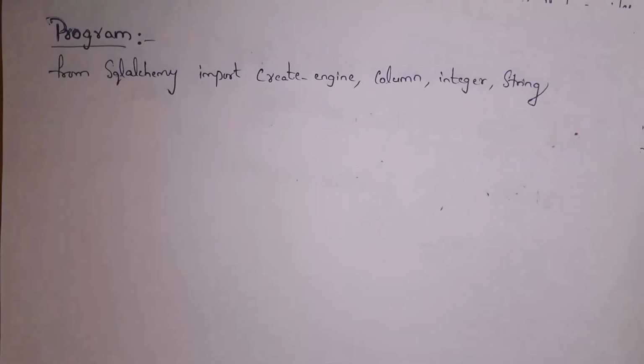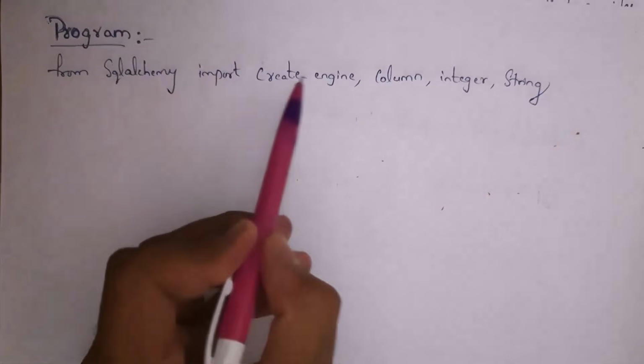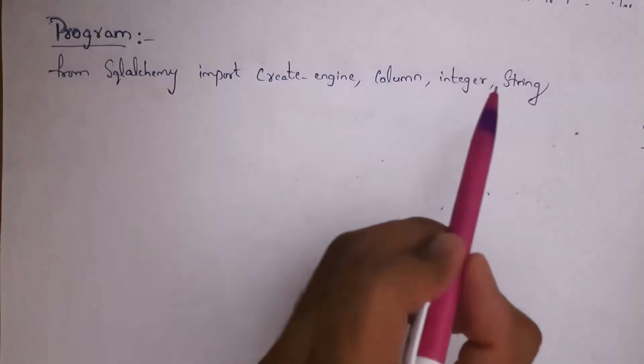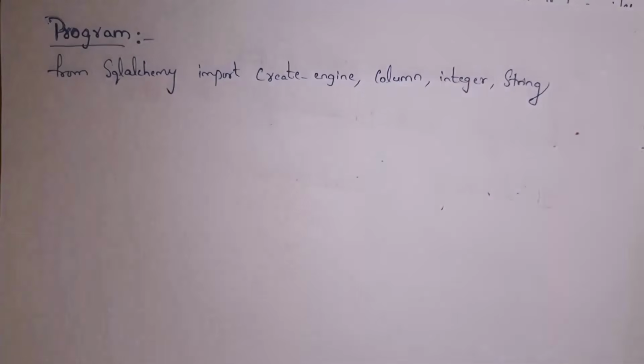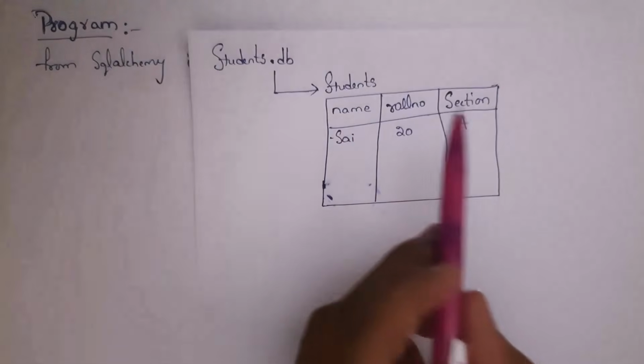At first you need to import the SQLAlchemy module. So just write here: from sqlalchemy import create_engine, Column, Integer, String. The create_engine function is used to create an engine. By using this engine we can connect to the database. And I want to create a table. The table contains 3 columns. They are name, roll number and section.